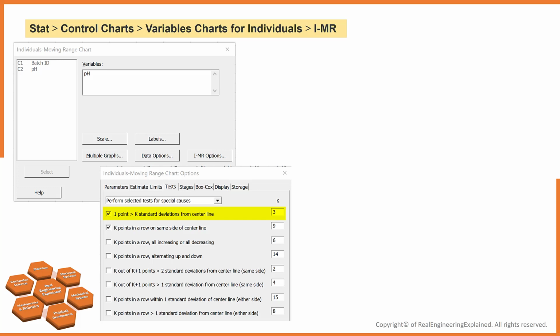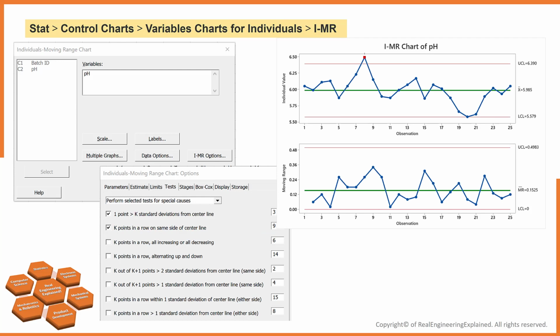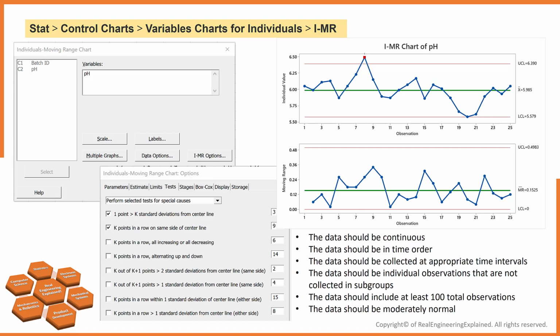Then select Test 1, which is 1 point more than 3 standard deviations from center line, and select Test 2, which is 9 points in a row on the same side of the center line. As you can see, one observation failed Test 1 on the IMR chart because the observation is more than 3 standard deviations above the center line.